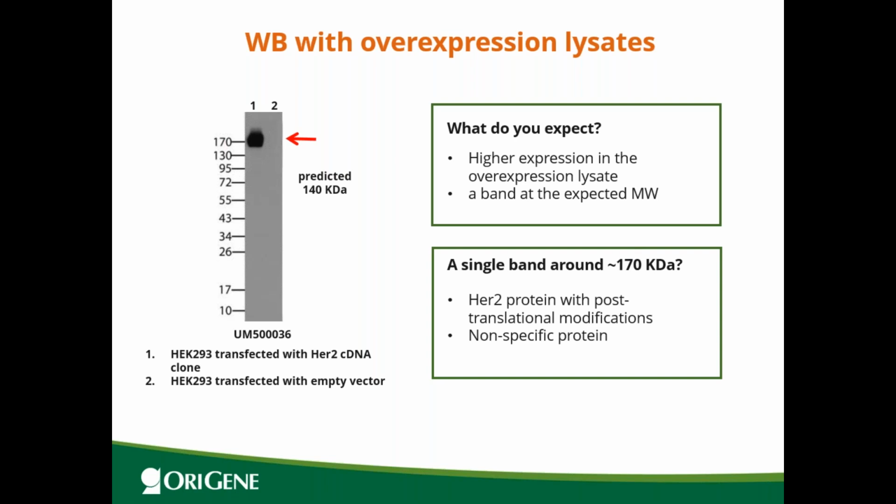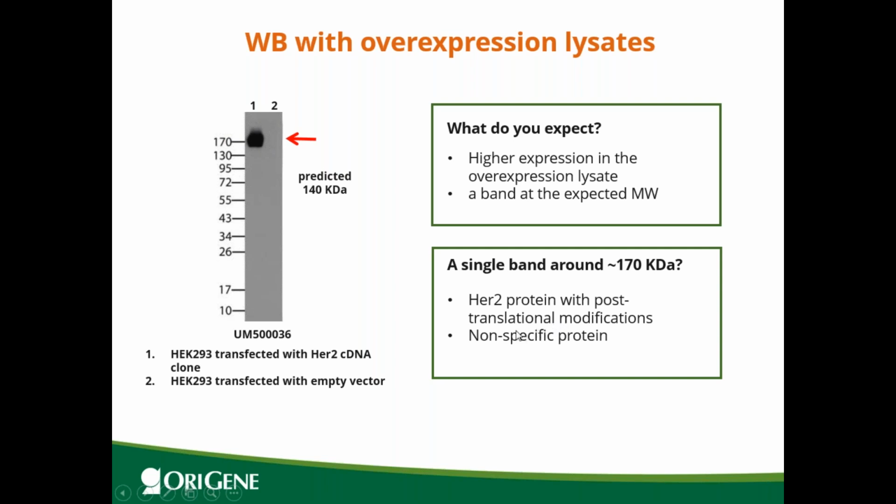There are two possible reasons for this. One, it could be a specific Her2 protein, but with some post-translational modifications, such as phosphorylation or glycosylation. This modification can cause the band to shift to a higher molecular weight. Another possibility is this band could be a non-specific band of a different protein that may be induced by the overexpressed Her2 protein. That's why you can only see this band in the overexpression lysate, but not in the control lysate.